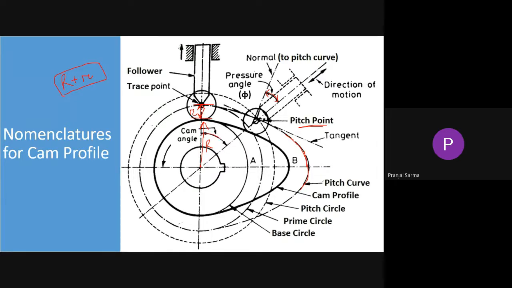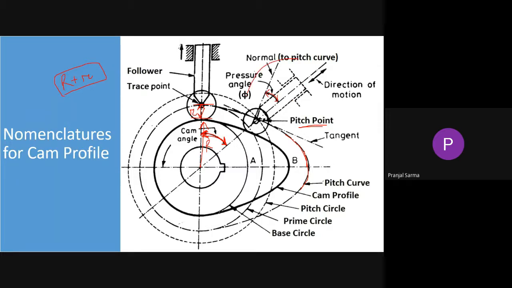Prior to that, we'll also discuss this particular angle known as the cam angle. So what is this cam angle? Cam angle is nothing but the angle of rotation of the cam for a particular displacement of the follower. If suppose the initial position is here, and from here to here it is rotated, then this much is the cam angle. So this is the similar case, how much it has rotated for a particular displacement of the follower.